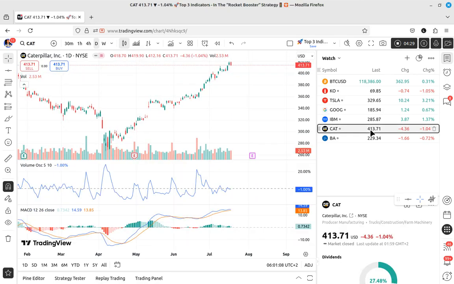Let's look at CAT. Now CAT as well, we're waiting for a volume breakout. We have a bullish signal on the MACD. Even though negative volume is there, it is okay.